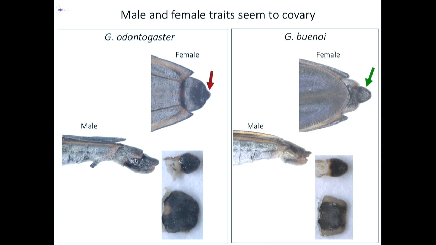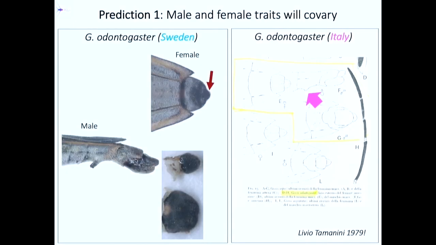So this gave us a hypothesis: because males target the proctiger of the female, that probably puts selection on the female to conceal their target, to conceal the proctiger, and that would be a case of escalation, or a case of correlated evolution between males and females. To test this, we made a bunch of predictions.